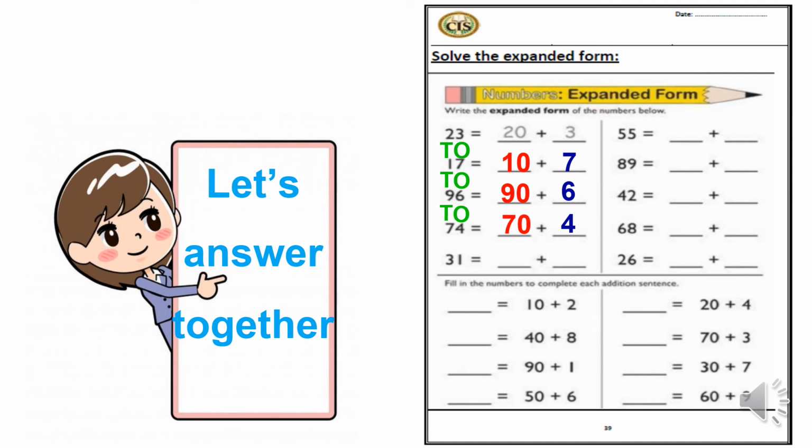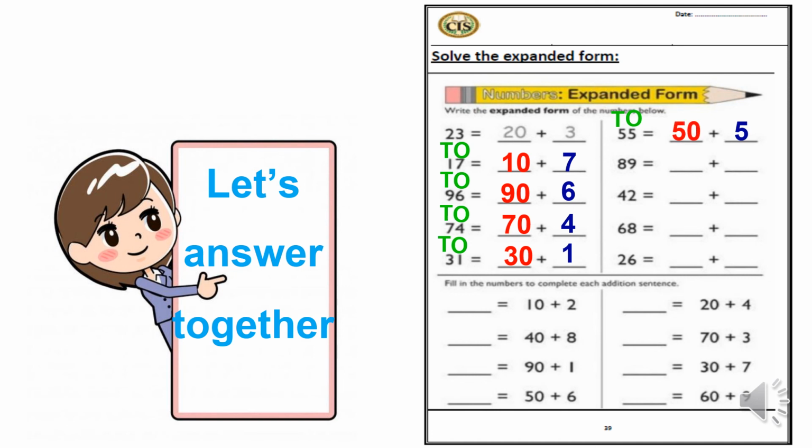We have here 31. We put our places. We have 1 in ones. So its value will be equal to 1. 3 in tens. So its value will be equal to 30. We have here 55. We put our places. We have 5 in ones. So its value will be 5. 5 in tens. So its value will be 50, because we put a 0 in the tens place.